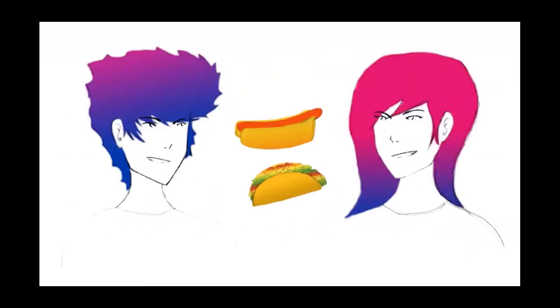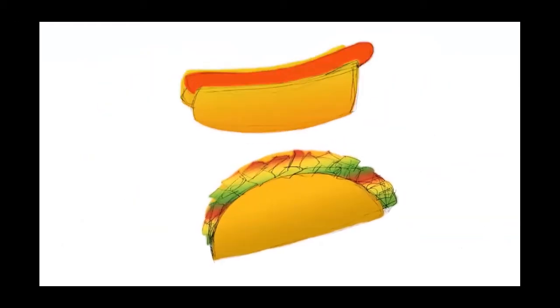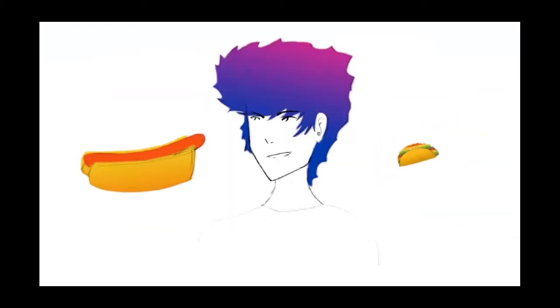Rob and Casey like both hot dogs and tacos. It's not a matter of greed or confusion, they just happen to like both dishes. Sometimes, Casey might be more in the mood for one dish over the other, but she'll still enjoy both. When Rob eats a hot dog, it doesn't mean he stops liking tacos. All it means is that he's eating a hot dog.